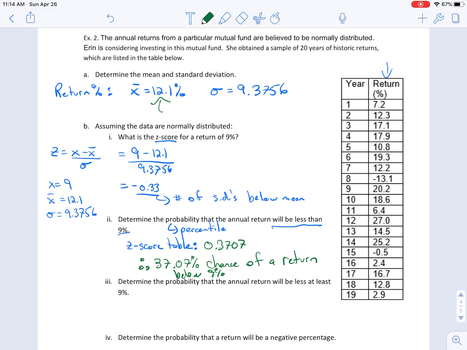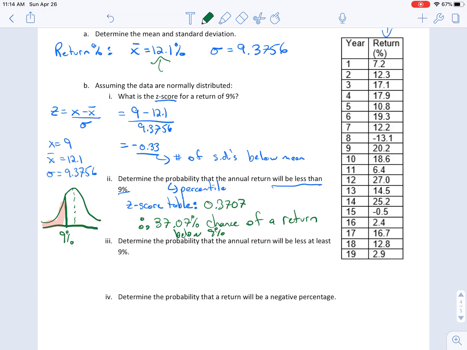The average was 12.1. And assuming 50% of the time, if you're at the average, because we were normal curve. If you imagine it visually, if this is my normal curve, what we've got is something maybe around here. So my mean is there. So this would be my 9%, something like that.